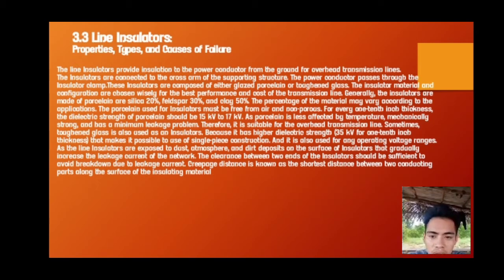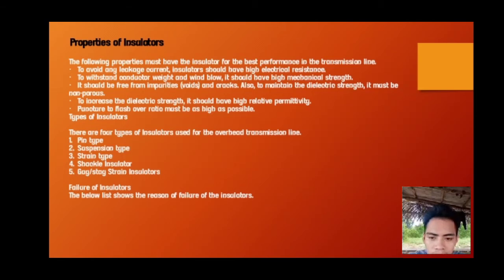Creepage distance is known as the shortest distance between two conducting parts along the surface of insulating materials. The properties of insulators: the following properties must be present in insulators for the best performance in the transmission line. First, to avoid any leakage current, insulators should have high electric resistance.